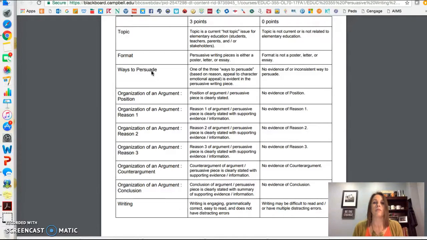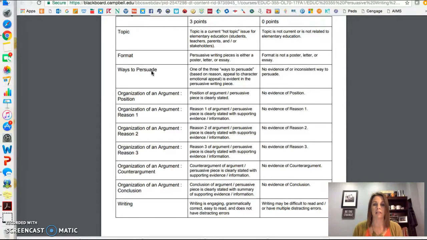The format, so the fact that you've chosen a letter, a poster, or an essay. You have one of the 3 ways to persuade. So you've either chosen and written to persuade based on reason, character, or emotional appeal. And then each of those pieces in the organization of your argument: you have your position, your reason 1, reason 2, reason 3, your counter argument, and your conclusion.